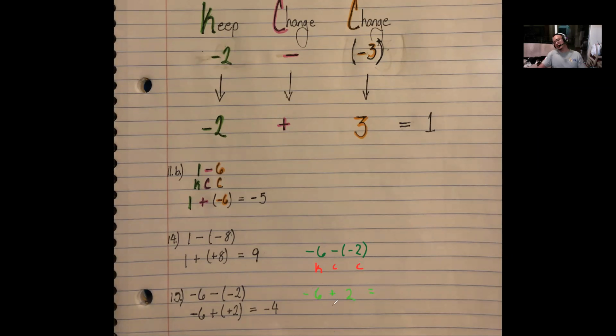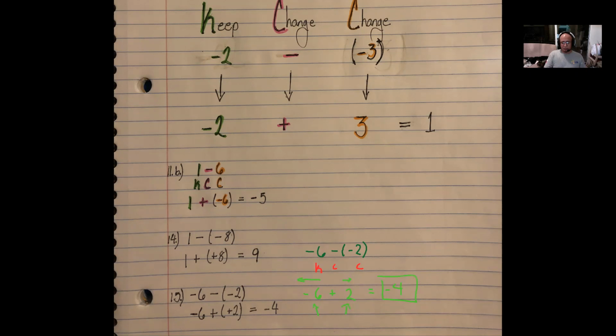Same signs or different signs? Different signs. I have a negative and a positive. So I'm actually going to subtract them. The negative 6 wants to go towards the negative side, whereas the positive 2 wants to go to the positive. So they're going to subtract each other. 6 minus 2 is 4. And my answer is going to be a negative because there are more negatives than there are positives. That's it.